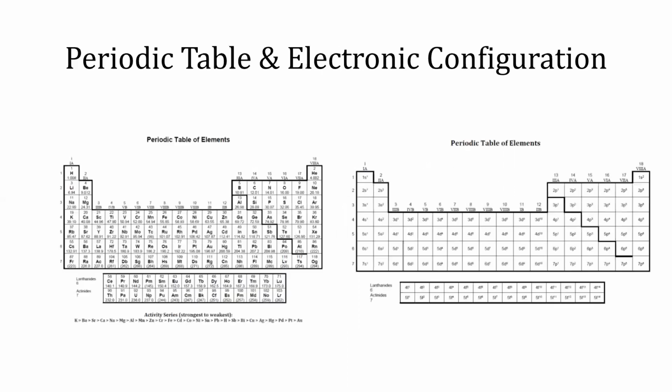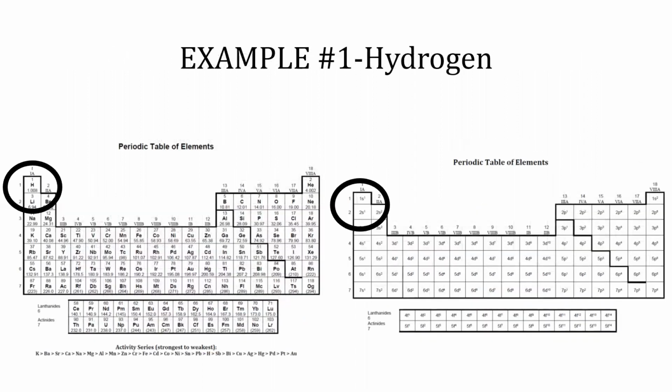Here is the periodic table on your left and the electronic configuration periodic table shown on your right, illustrating the regions where the s, p, d, and f orbitals are located. The first example is hydrogen with an atomic number of 1, so it has 1 electron. The electronic configuration for H is 1s1.